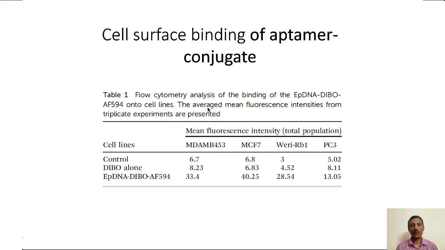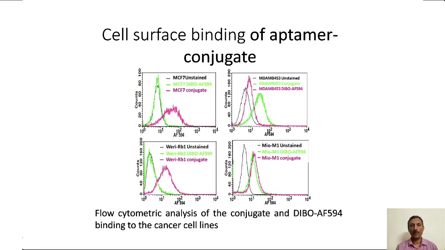So, the flow cytometry analysis of the different cell lines that were used is shown here. The first one is the control, the second one is Dibo alone, and the third one is our DNA aptamer with the Dibo conjugation. So, if you look at the mean fluorescence intensity, we have a very high intensity for our conjugated species. So, this tells very clearly that our reaction is actually targeting the required space.